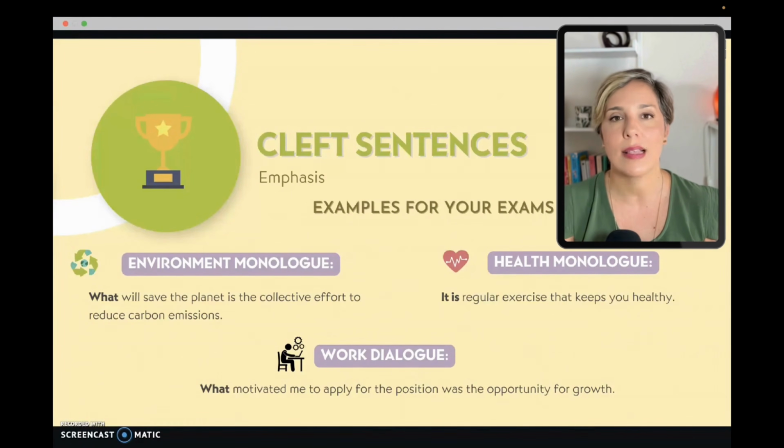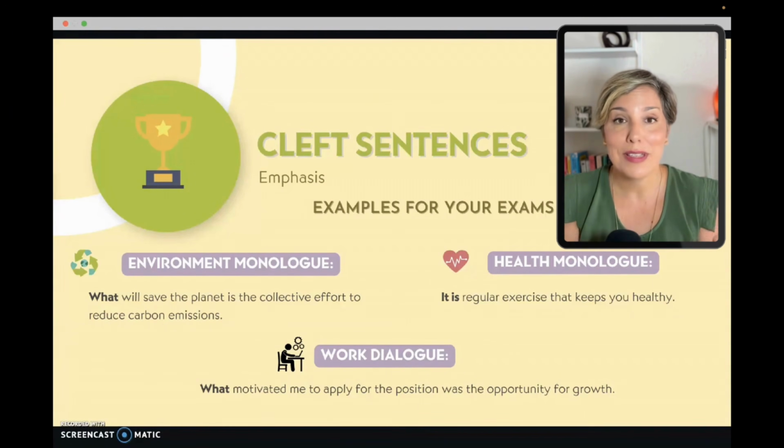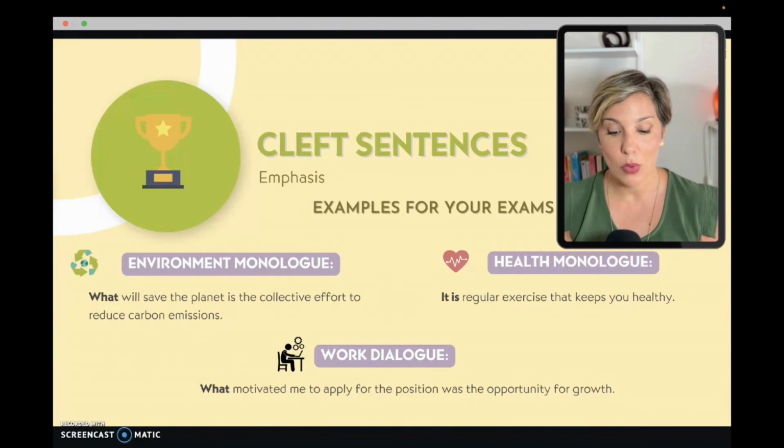maybe that person has asked you, okay, and why did you apply for that job? Because you are talking about a new position that you're going to take. You can say, well, what motivated me to apply for the position was, and again, the mystery is there, your workmate doesn't know what you're going to say, so you are keeping the other person really interested in what you have to say. So what motivated me to apply for the position was the opportunity for growth.